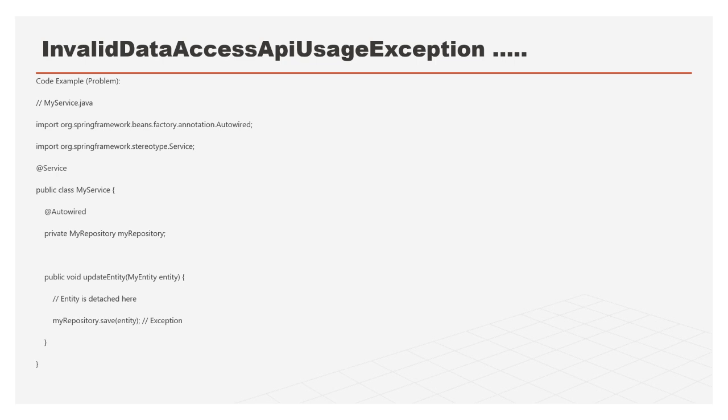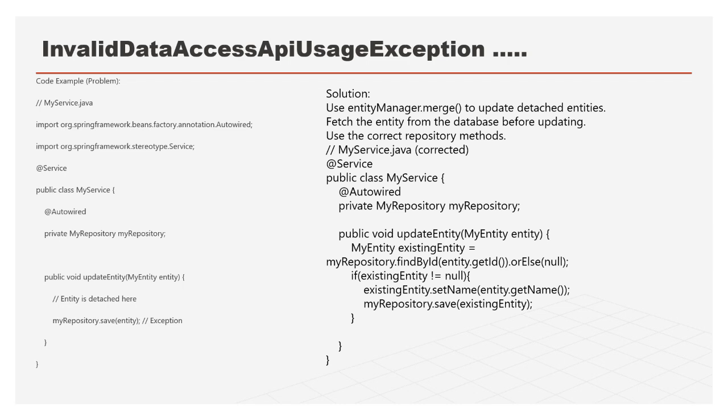In this example, we have an entity which is detached, and we are trying to save that entity here. But in this case, the exception is thrown because this is not under a transaction, so it will always throw that exception. So what you have to do is call entity merge to update that detached entity, and it will bring it back to the session. You have to fetch that entity from the database before you try to update something, or make sure you are using the correct repository methods. That's what you have to make use of.